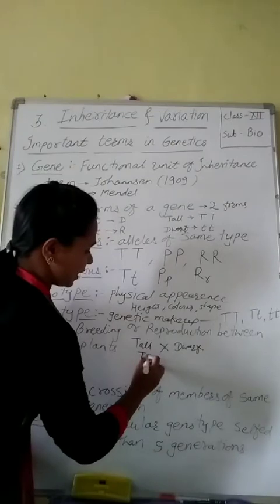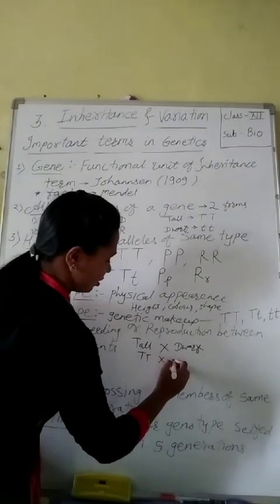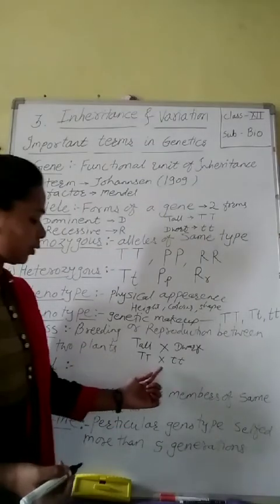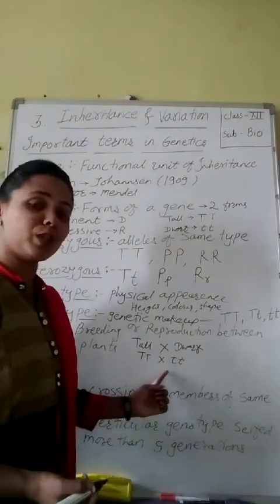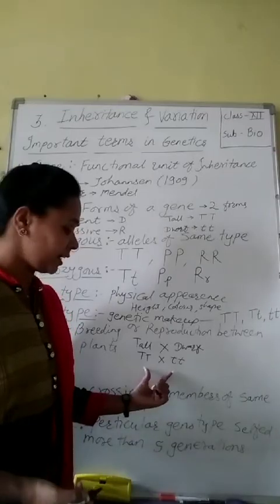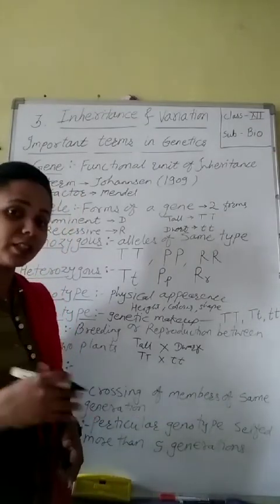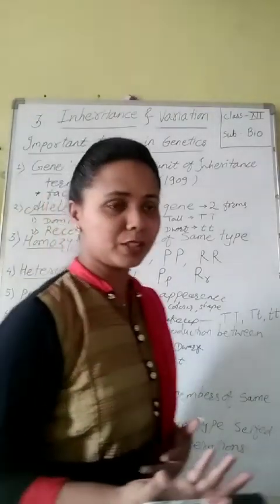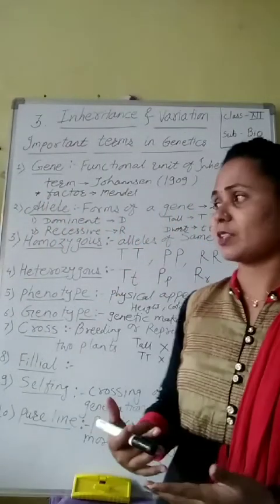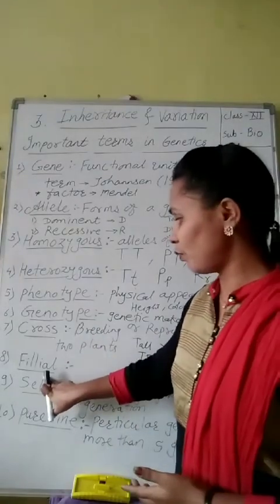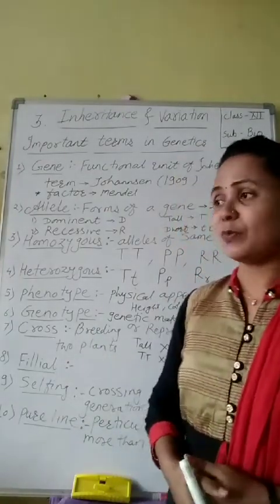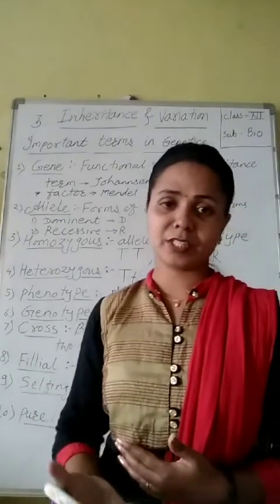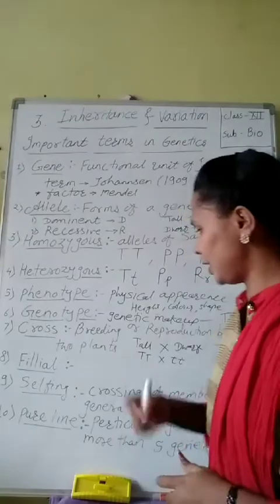So a tall plant was crossed with a dwarf plant. So this is the crossing. Means we are doing the mating between these two different types, or two contrasting characters of plants, and then whatever generation comes after the reproduction is called filial. Okay, what is filial? Another term is there. Filial means the next generation, or we can say it is progeny.